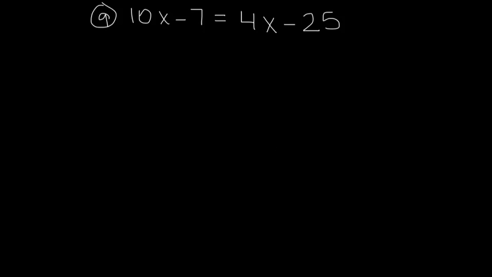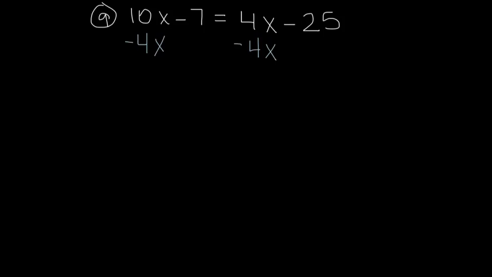For the first equation, we're given 10x minus 7 equals 4x minus 25. We want to collect all of the variable terms on one side. Usually we're comfortable seeing the variables on the left side, and then all of the constants on the right side of the equal sign. So if I move the 4x from the right side to the left side, because it's a positive 4x, there's nothing in front of it, I can accomplish that by subtracting 4x from both sides.